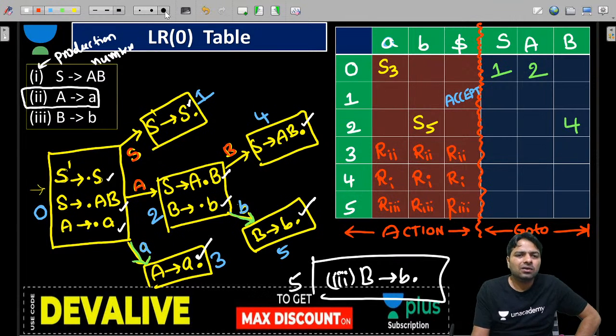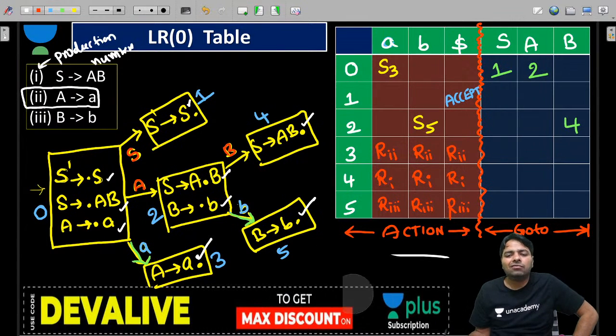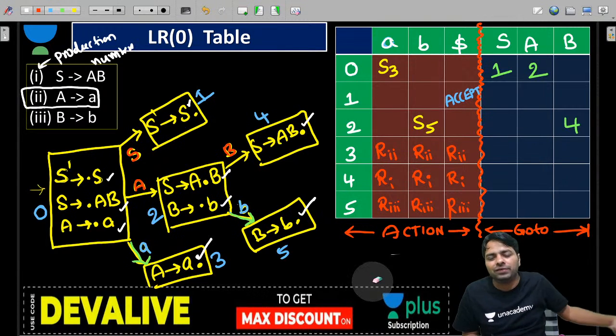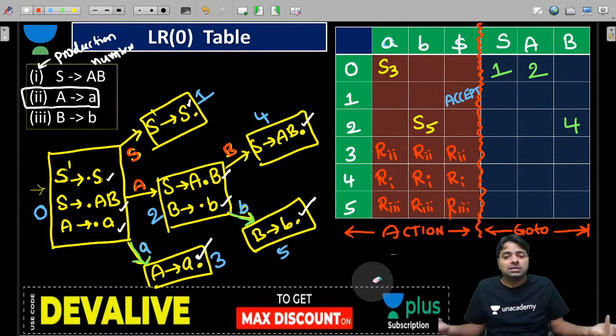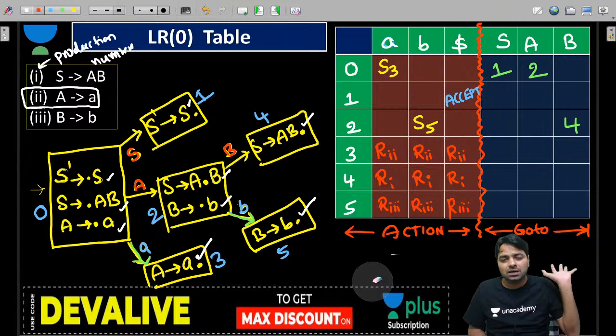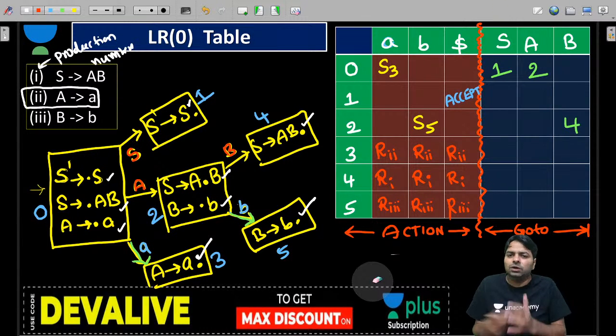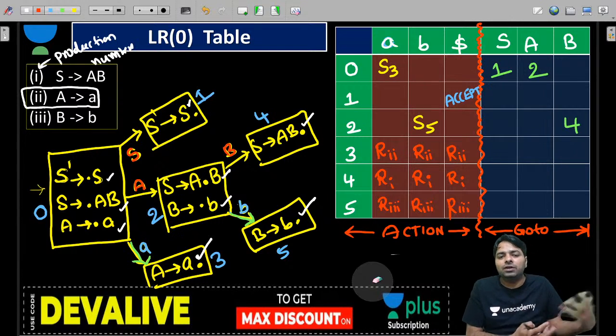Now guys, you can also understand conflicts. Do you have any conflict? If you have any conflict in the same cell, you might have seen RR or SR, but you don't have any RR or SR conflict. That is the reason this grammar is an LR0 grammar. But this can be understood without considering the table also. In the diagram, we know how to check SR and RR conflicts.